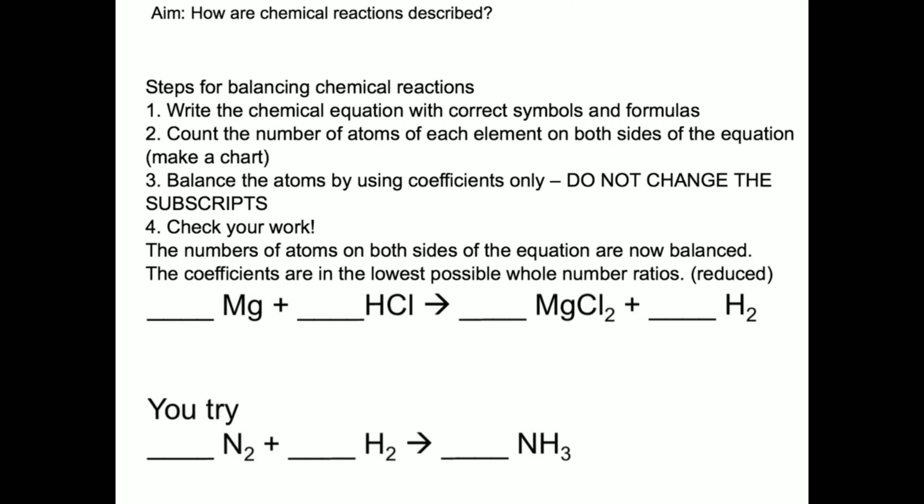The next step is to count the number of atoms on both sides of the equation. I personally prefer to make a chart, but you can also use pictures. When I make my chart, I like to write the element symbols directly below the reaction arrow. Red atoms are magnesium, blue atoms are hydrogen, and the black atoms are chlorine.